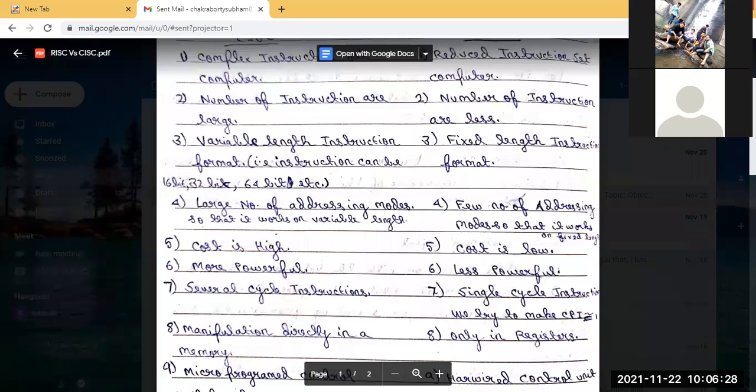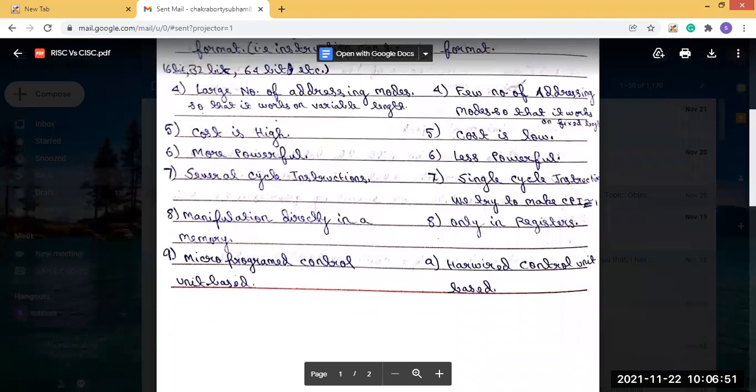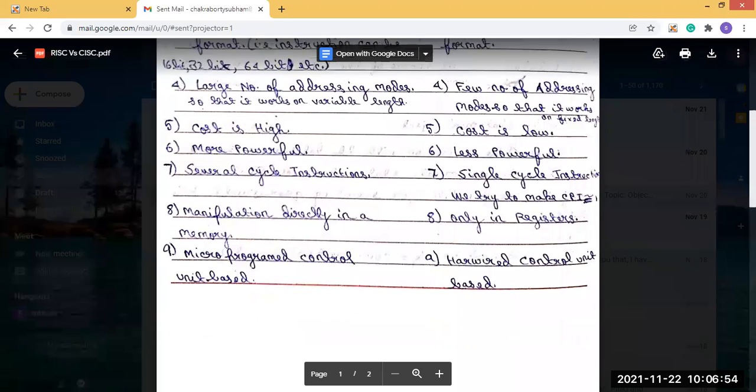Then for CISC, manipulation is directly in the memory. That means all the operations of the instructions are performed in the memory. But for RISC, only registers are required. Then CISC is micro program control unit based, whereas RISC is hardware control unit based.